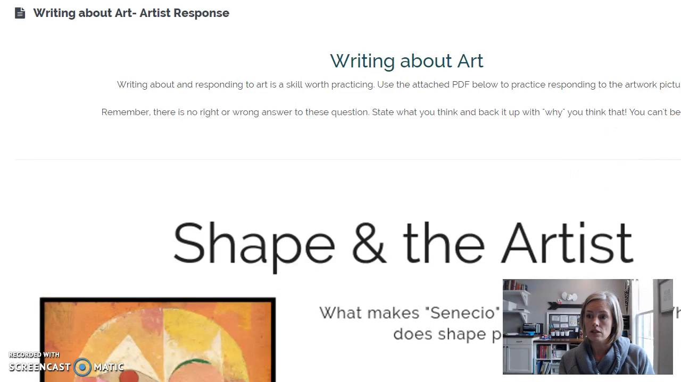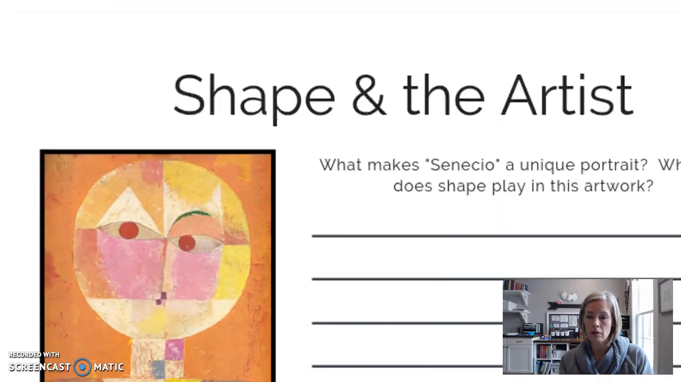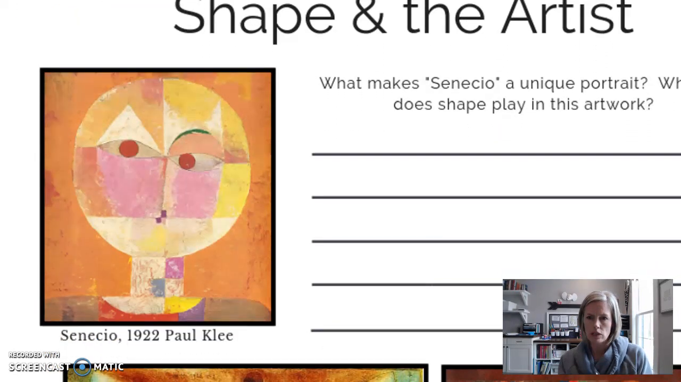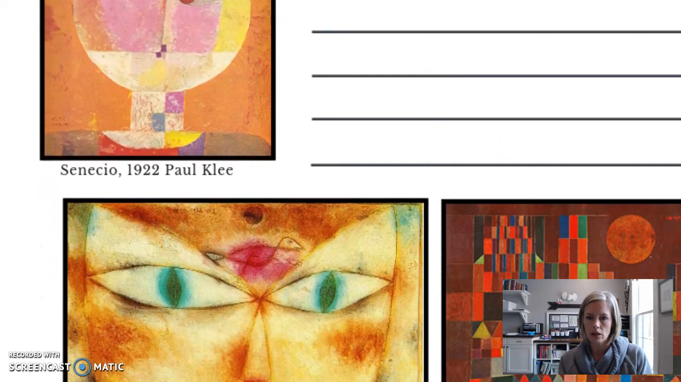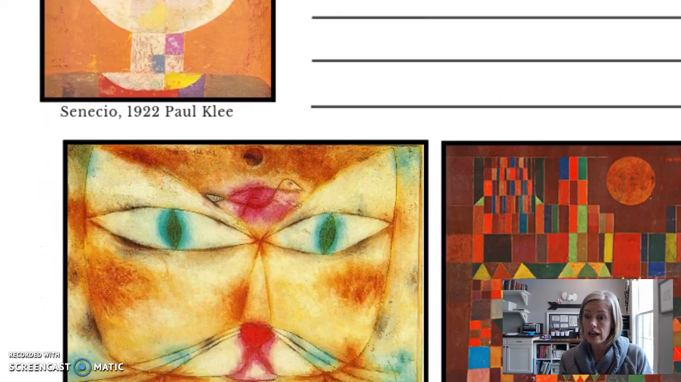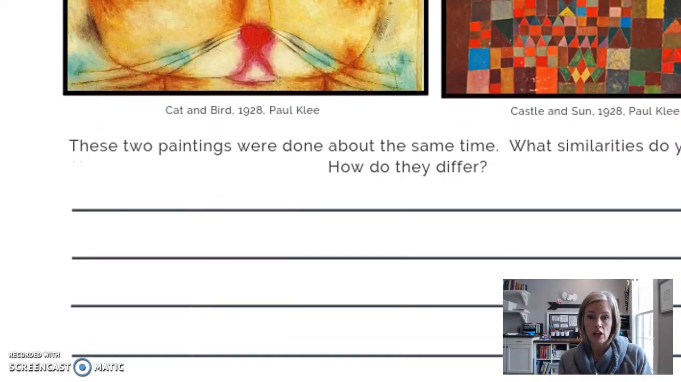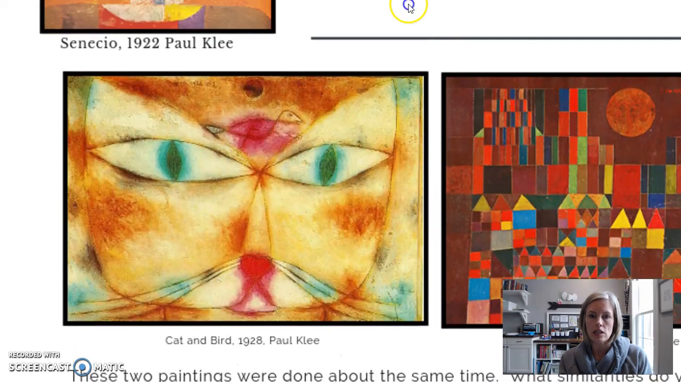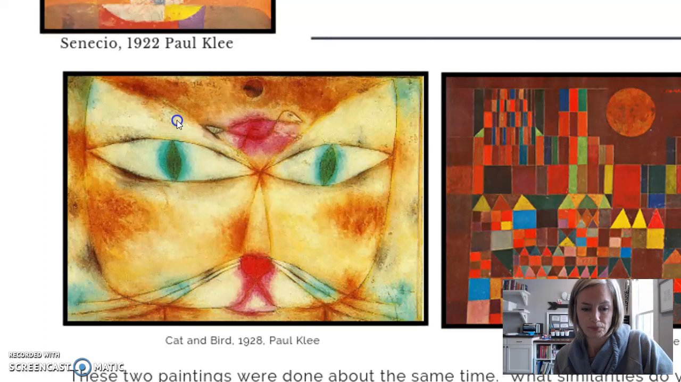Every artist will include a writing about art section. So you can see this printable here on your screen. Your child will get it as a PDF so that they have a chance to see the artist's work that we're talking about. In this case, it's Paul Klee. And then they answer some questions.